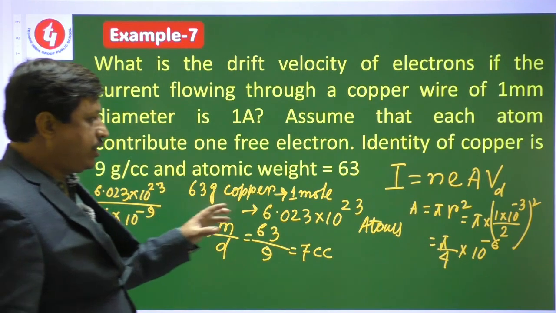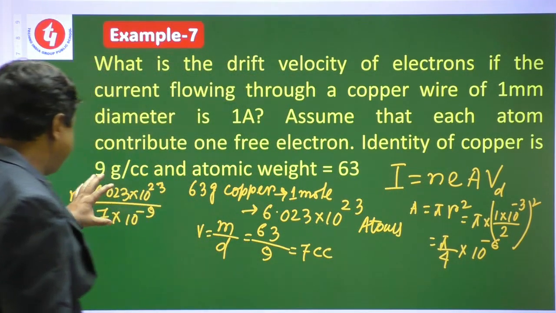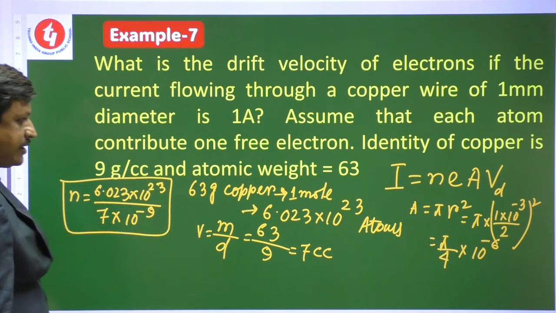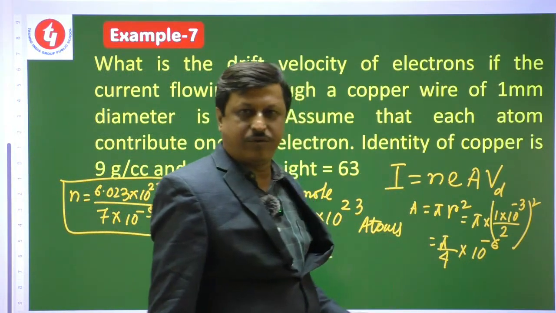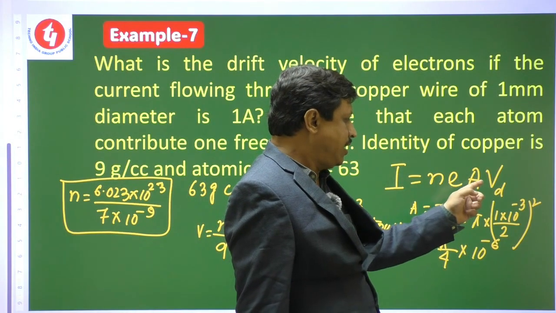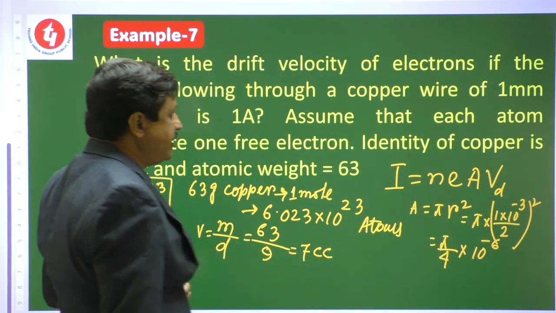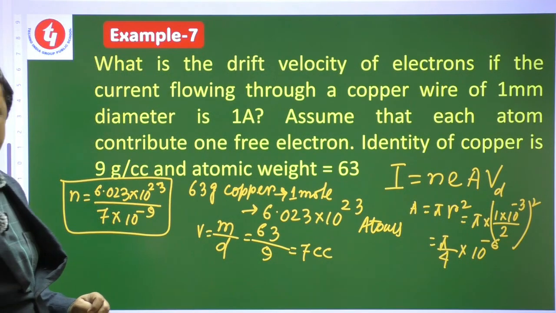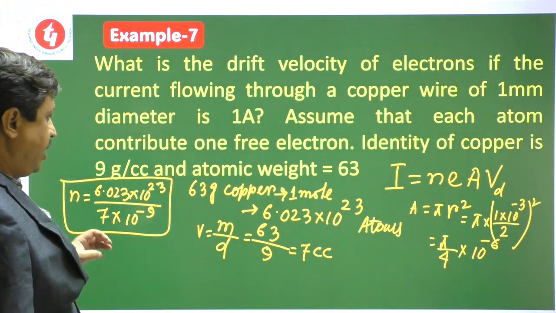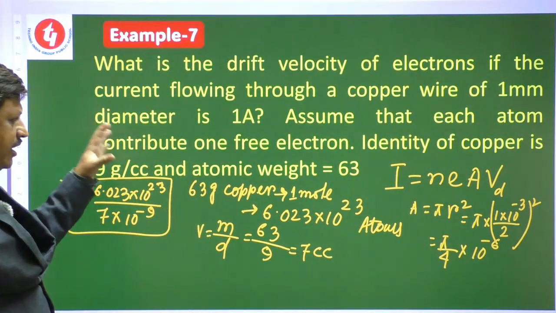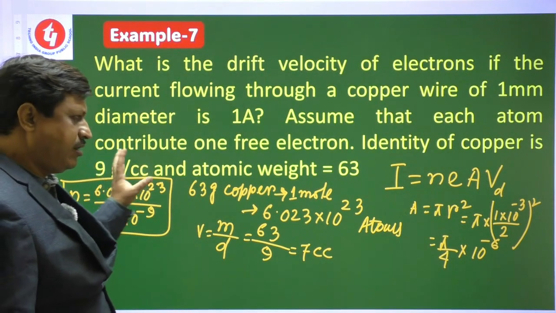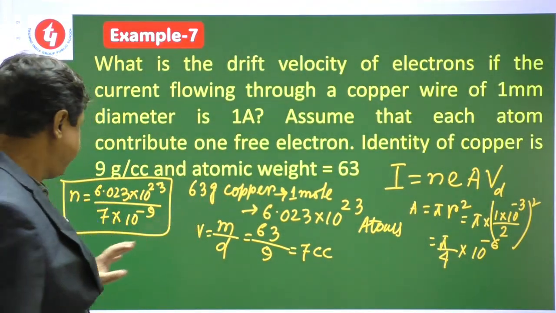You have to put in this equation, N is 6.023 into 10 to the power 23 divided by 7 into 10 to the power minus 9. E is 1.6 into 10 to the power minus 19, and area is pi by 4 into 10 to the power minus 6, and I is 1 ampere, given. So you can find the value of drift velocity. Basically the calculation part is tough, but numericals is easy, right?